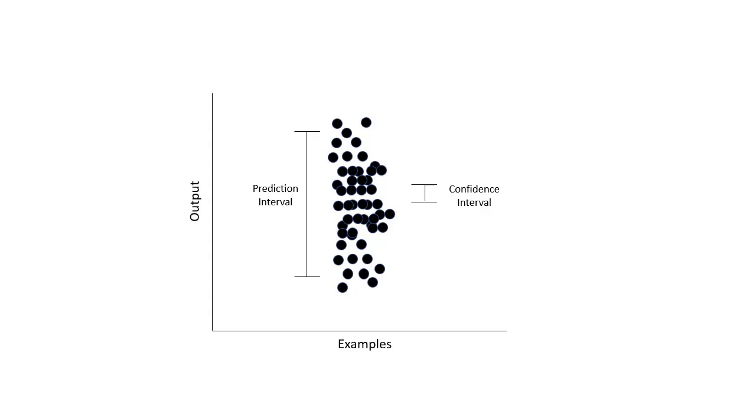In predictive modeling, a confidence interval can be used to quantify the uncertainty of an estimated skill of a model, whereas a prediction interval can be used to quantify the uncertainty of a single forecast. Prediction intervals will almost always be wider than confidence intervals because they account for the uncertainty associated with error.